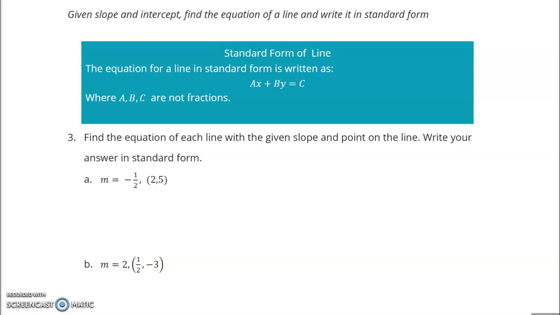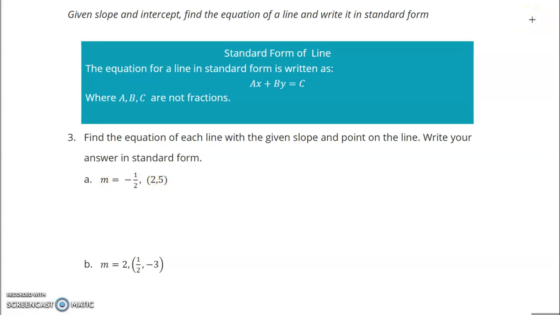Now the standard form of a line is given by this expression here, ax plus by is equal to c, where a, b, and c are not fractions. So our goal here is to write the equation of the line in standard form. So suppose, for instance, we're given the slope, which is equal to negative 1/2, and the point 2/5. We find the equation of the line and write our answer in the standard form.